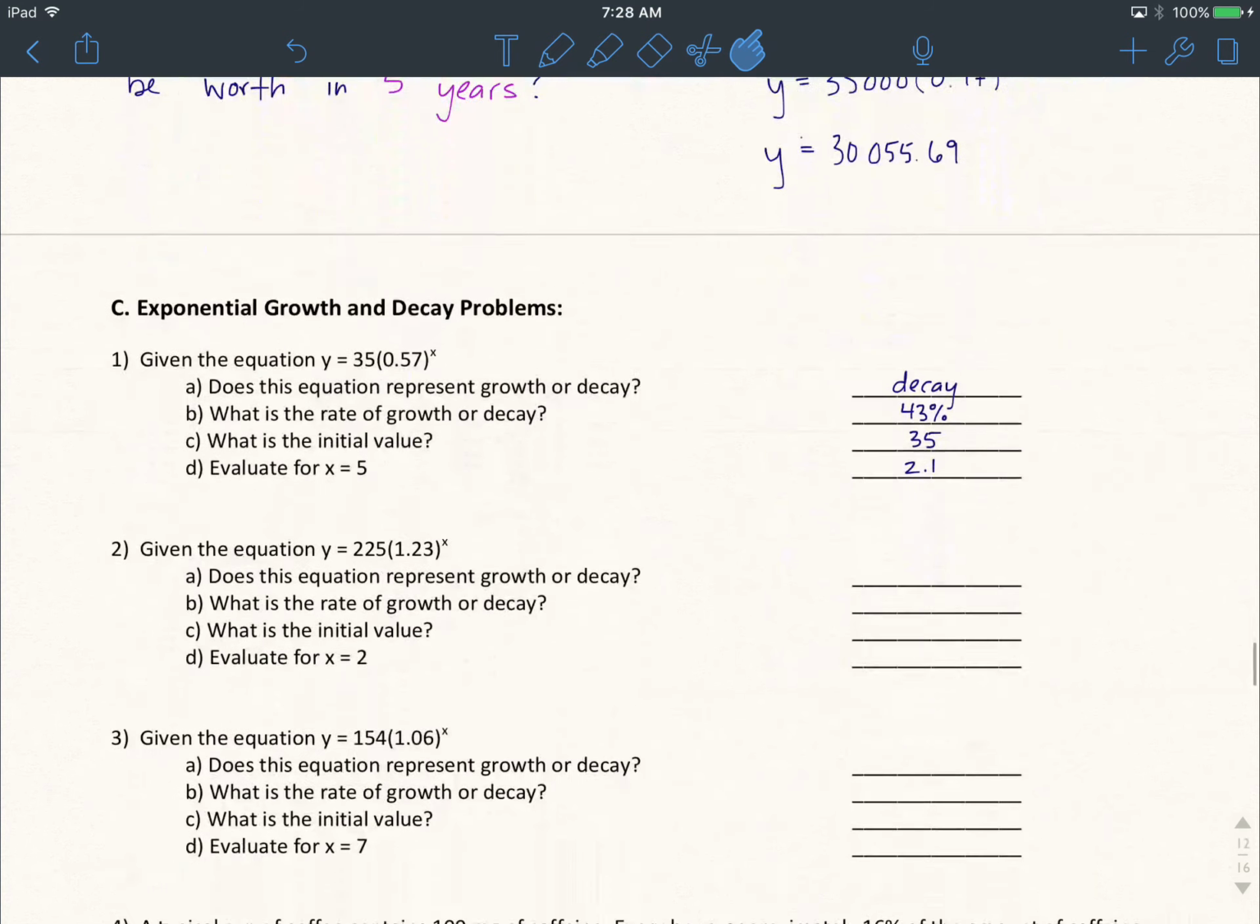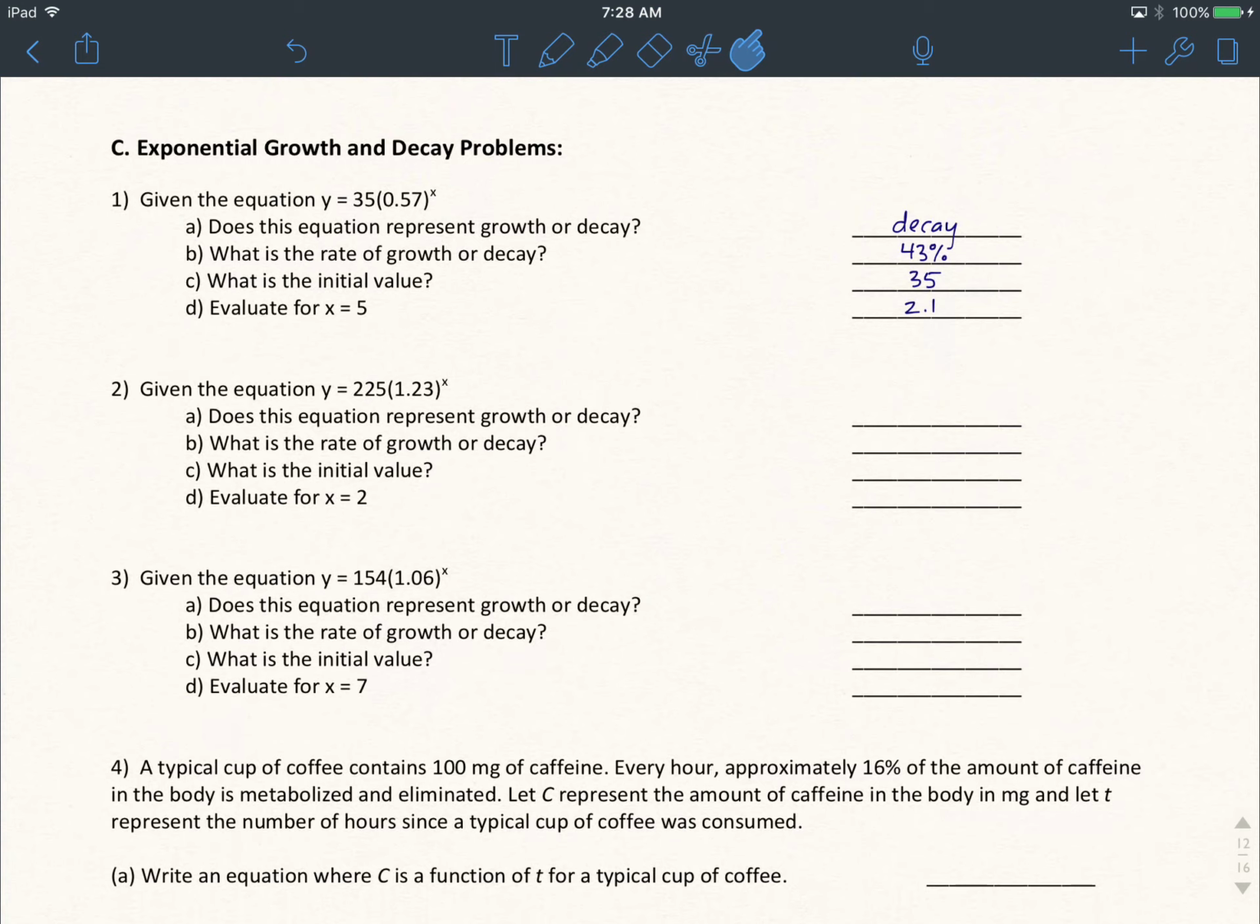So, as I said, not a lot of homework in this lesson. There's a few examples, so we're going to talk through them. We're going to do the first page, and the rest of it will be your homework.